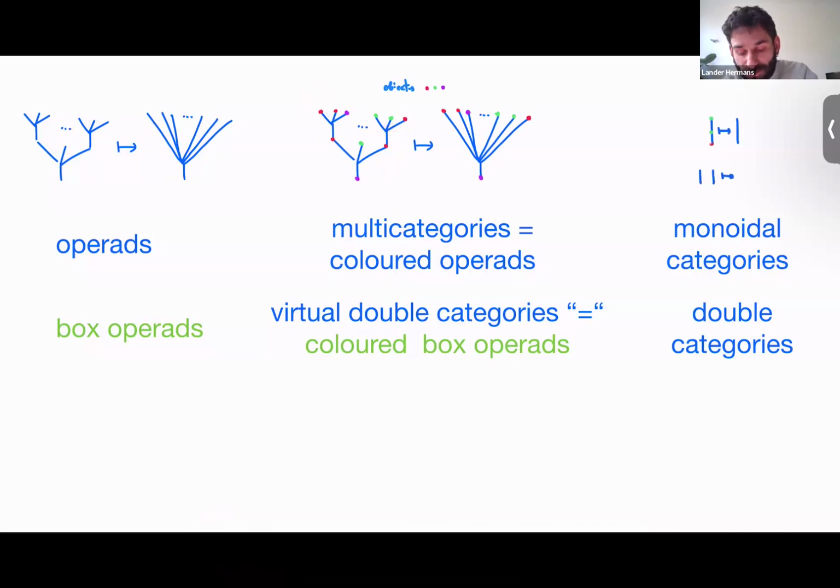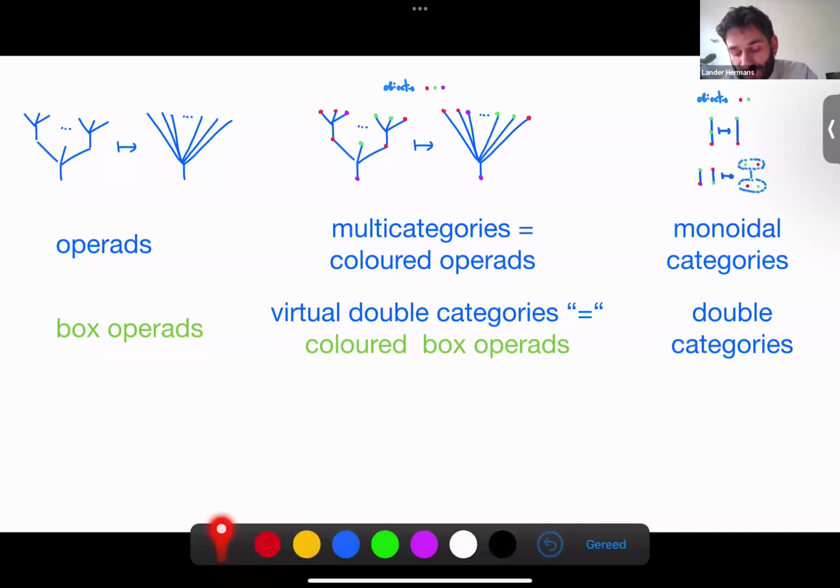Now, a monoidal category, we could also draw in a similar way, where we have this categorical composition of arrows, but we also have this tensor product, which allows us to tensor up two arrows, each with one input and one output, into an arrow where we have tensored up their domain and codomain. And in this way, we can build from a monoidal category a multi-category.